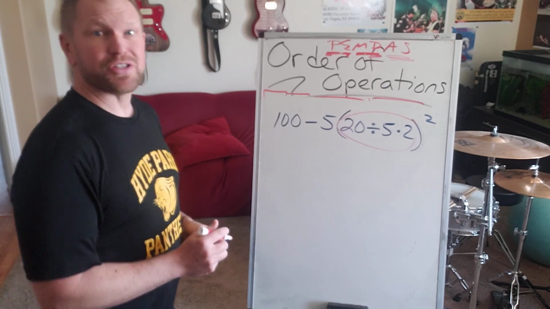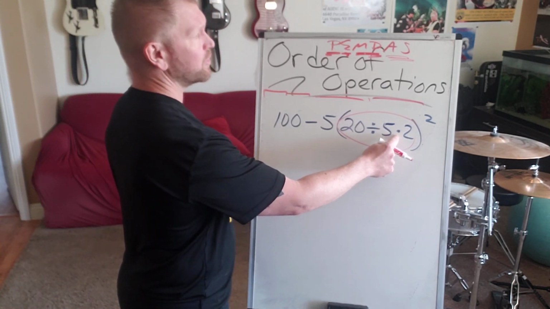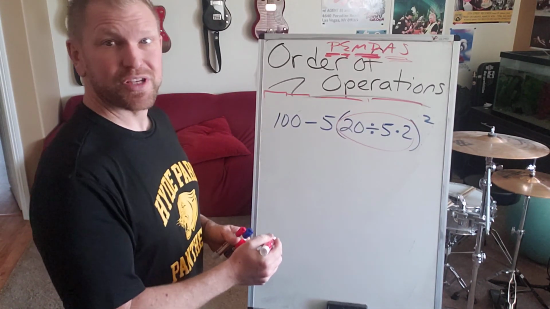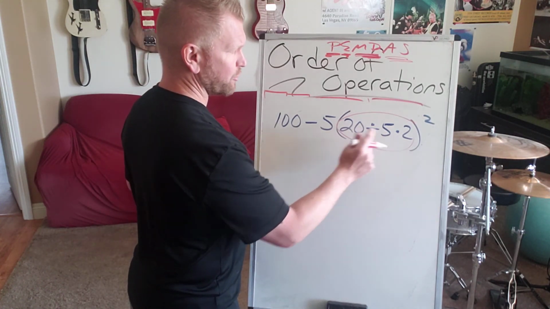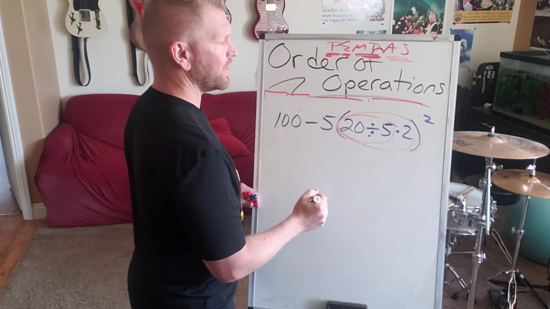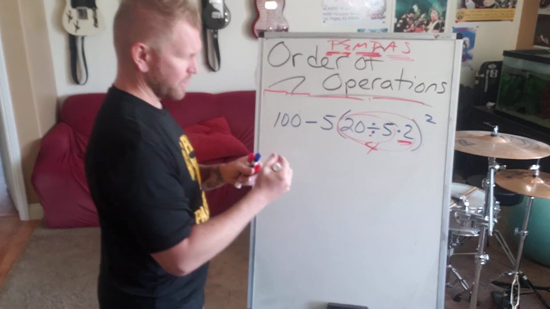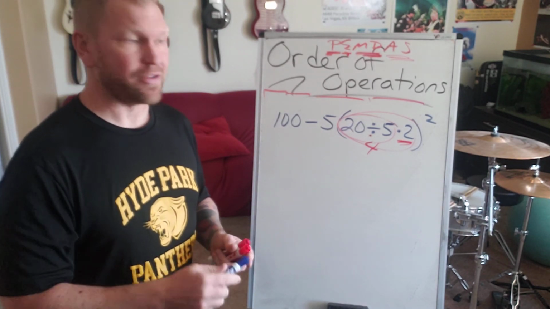Okay, so first is parentheses, but in the parentheses there's two things. There's divide and multiply. Now remember, divide and multiply are actually the same step. So which one do we do first? This is where you go left to right. So starting in the parentheses, divide and multiply, go left to right. Let's do this first, right there. Okay, 20 divided by 5 is 4. Then we multiply by the 2. So what does that equal? Hopefully you know that that equals 8. 4 times 2 is 8.